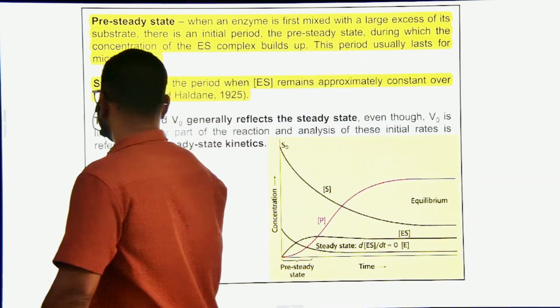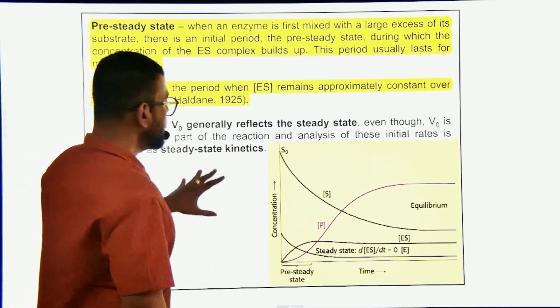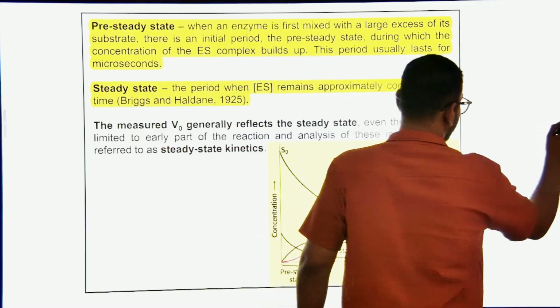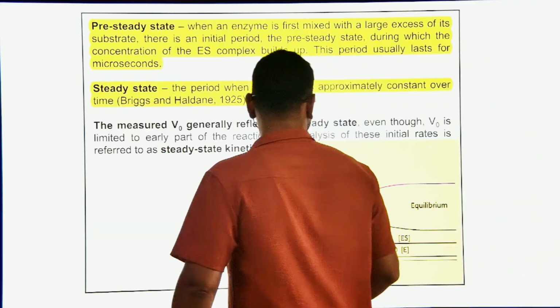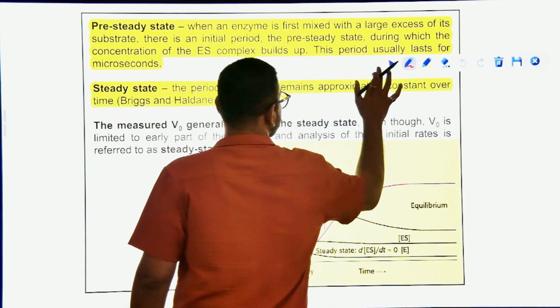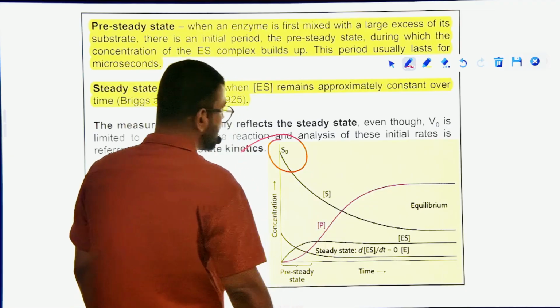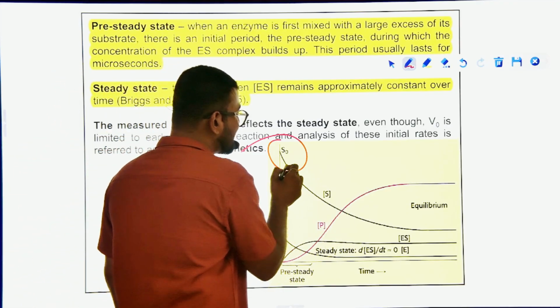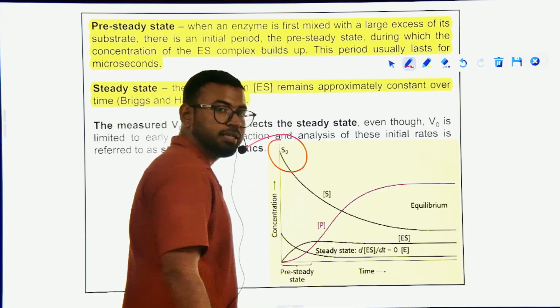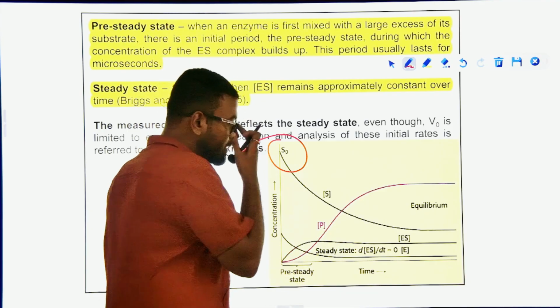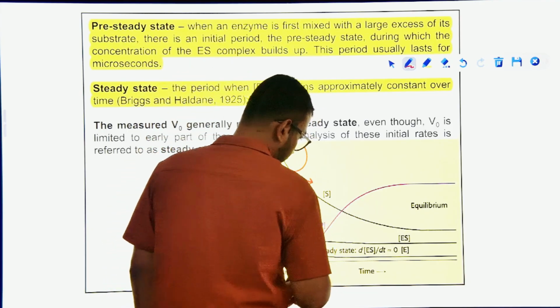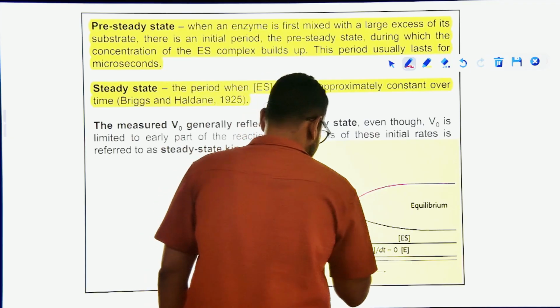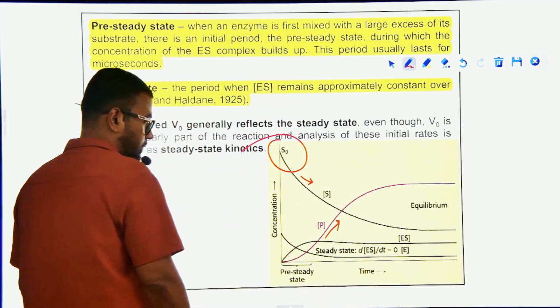What is pre-steady state? Initially, from this graph, you can see the substrate concentration is high. But as the enzymatic reaction is going on, the substrate concentration is getting lowered. Similarly, product concentration is getting higher.